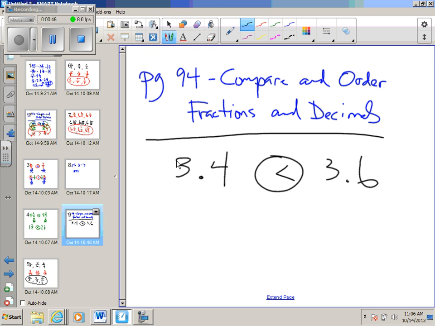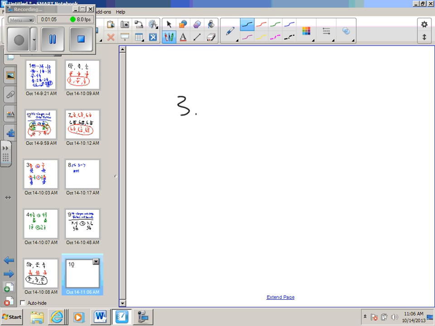Now, can I put this one into a fraction form? How about this one in a fraction form? Does that change my inequality? Does that change? Is it still less than? Still less than. Okay. So sometimes they'll give you one that looks like this, and you'll have to figure out, is it less than or greater than or possibly equal?